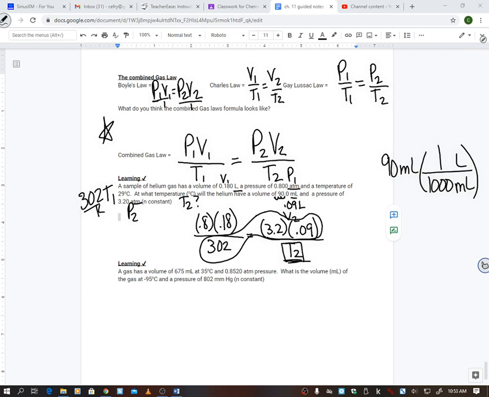So what I get here is 302 times 3.2 times 0.09, and that is 86.976. Equals. Now I'm going to cross multiply this side. And I have 0.8 times 0.18, and that is 0.144.